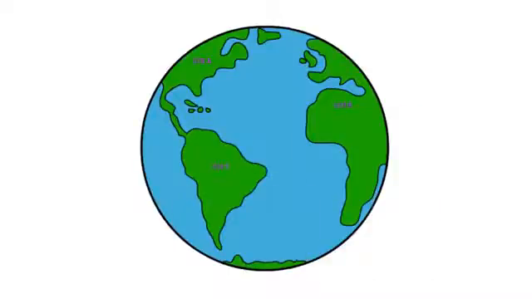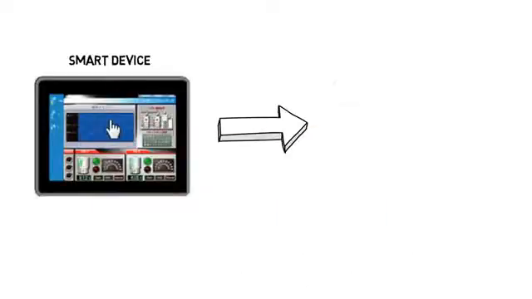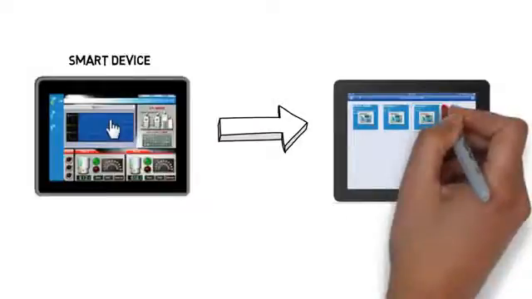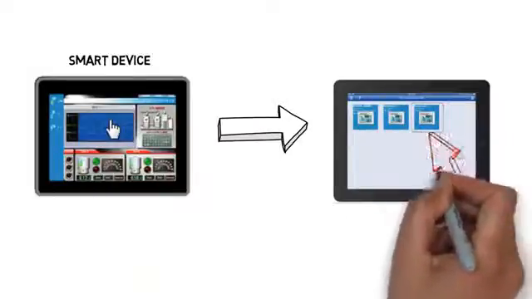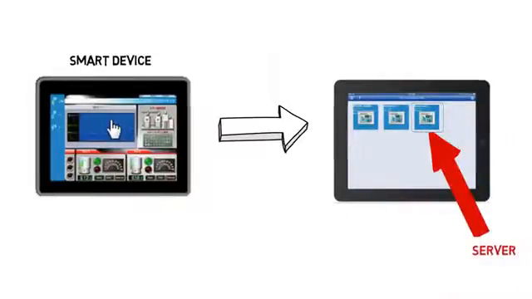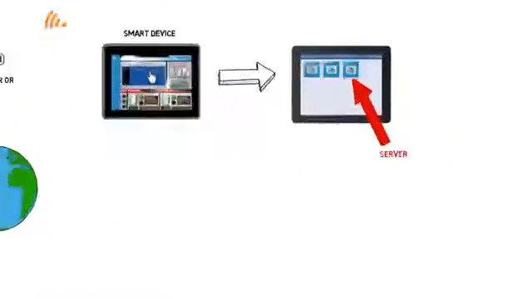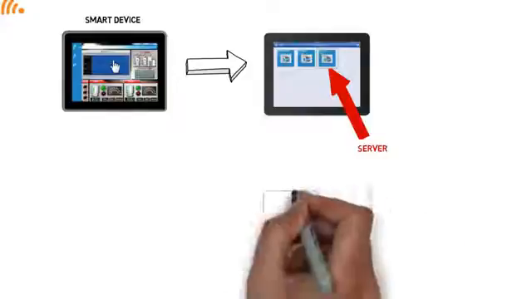Now, aimed primarily at mobile devices, we can create a server list, a list of all the HMIs we want to remotely view. In fact, this list can become huge. You can have up to 100 servers or HMIs compiled in the list. Okay, so I have this list of servers set up on my device.